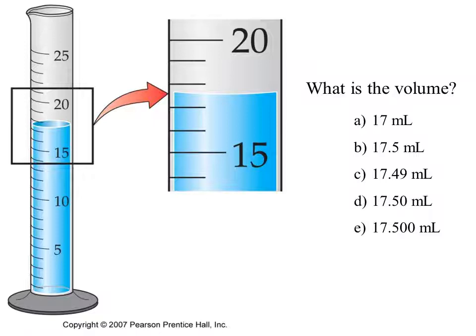What is the limit on the precision? Well, we can only estimate one digit. So we know it's definitely 17, so it's 17 point something. So you could call it 17.5 or 17.6 or 17.4, but you can only go to one decimal place for this particular device. So the answer is 17.5 milliliters. So the rule is read in between the marks, and you can only estimate that last digit of uncertainty.